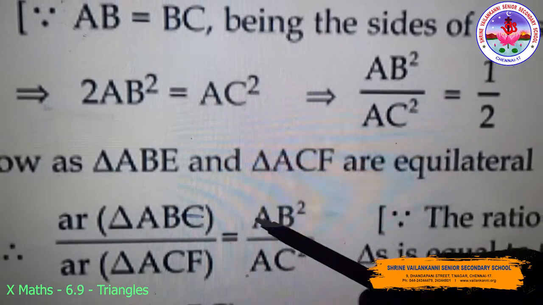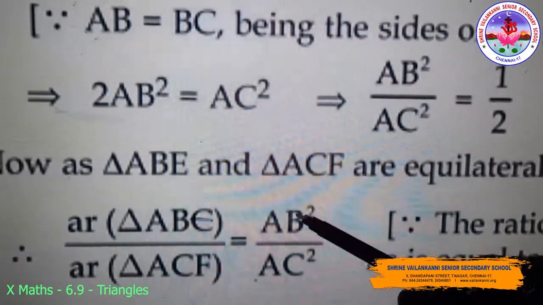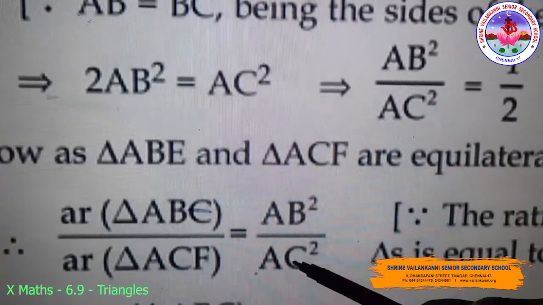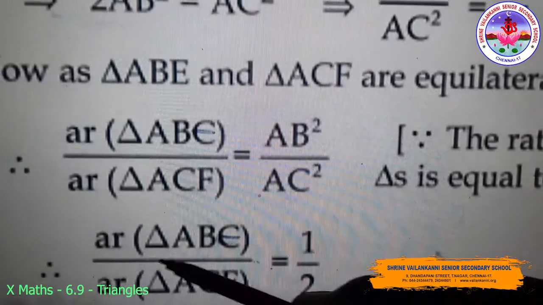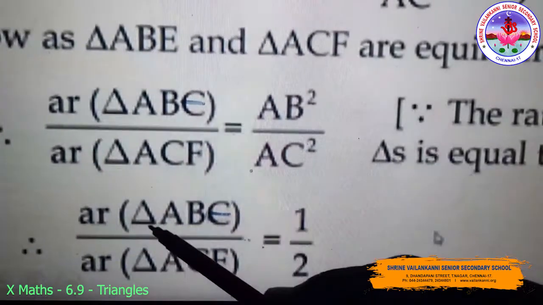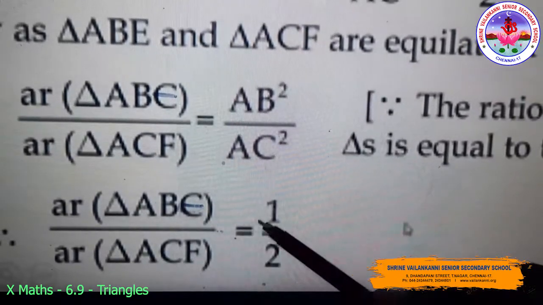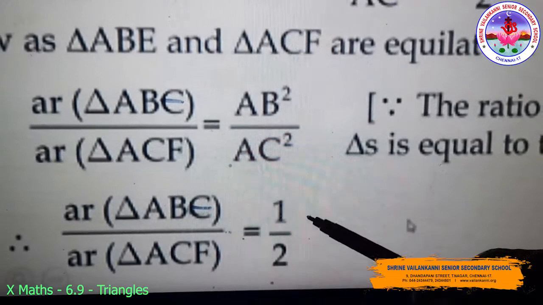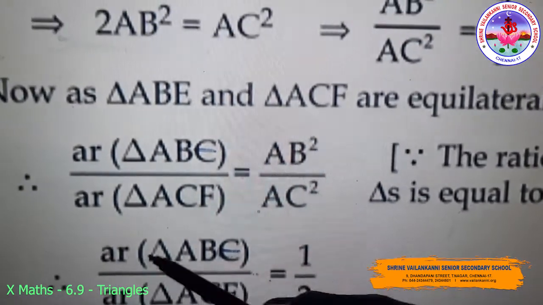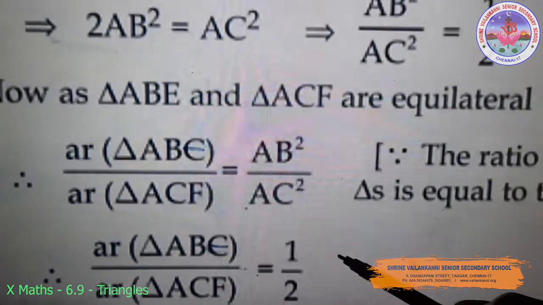So I am taking AB and AC, the corresponding sides of triangles ABE and ACF. Now I got the ratio of the areas of the two triangles equivalent to AB square by AC square. By the previous case, I got this ratio as half. So area of triangle ABE by area of triangle ACF is equal to half. Bringing the area of triangle ACF here, I will get area of triangle ABE equivalent to half of the area of triangle ACF, hence proved.